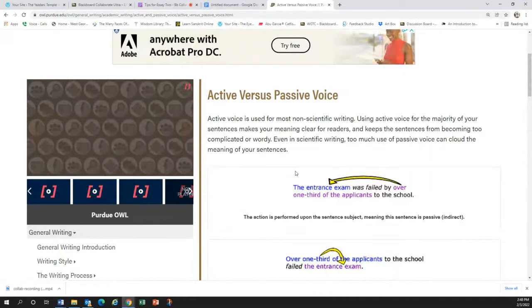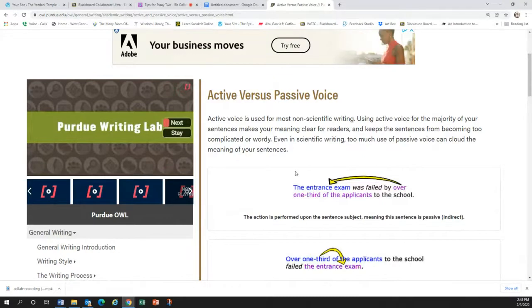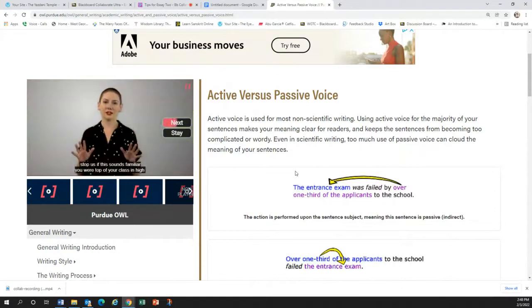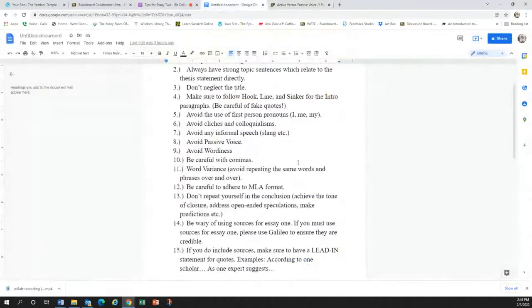Try to eliminate the passive voice. Not the worst thing that can happen to you, but the more you eliminate it and the more you replace it with active voice, the stronger your writing will inevitably be. Okay, avoid wordiness. Try to say more with less. I always say that, say more with less. A lot of people will use tons of words to say something very simple. This is not really what you want to do.